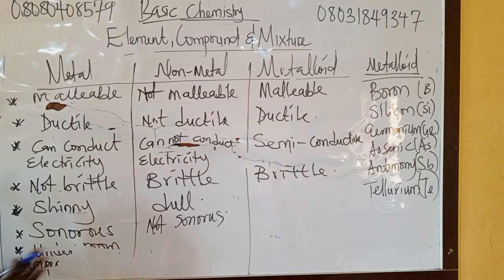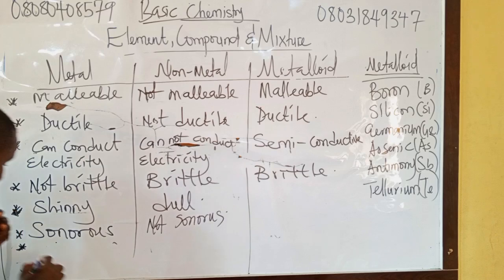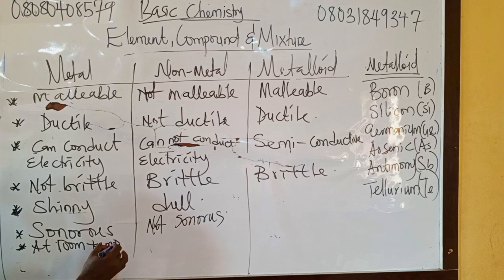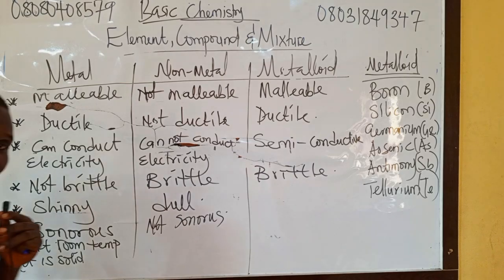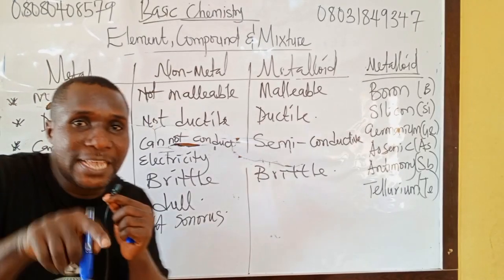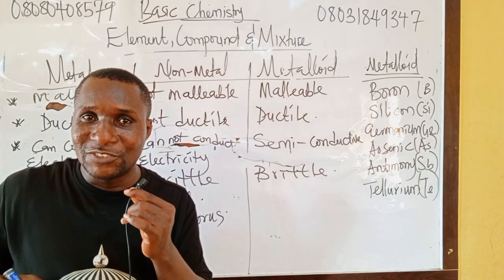At room temperature, I hope you can see it, metals are solid, except for mercury. Mercury is liquid at room temperature.